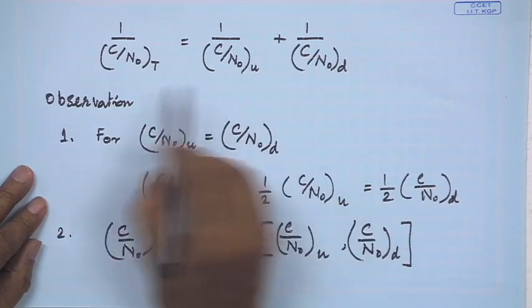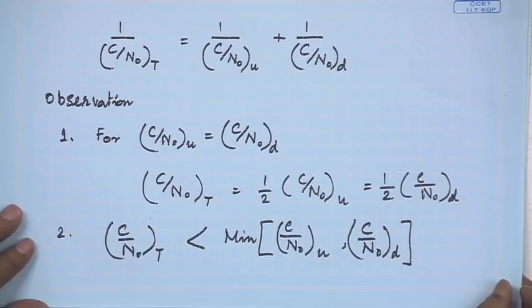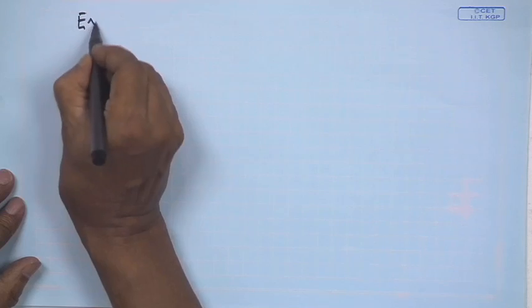Whichever is lower, this will be lower than that. So, let us put some numbers, then you will see the fun of it, how much lower. That is very important. So, let us look at some example.